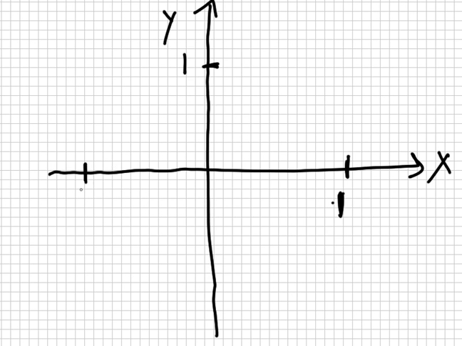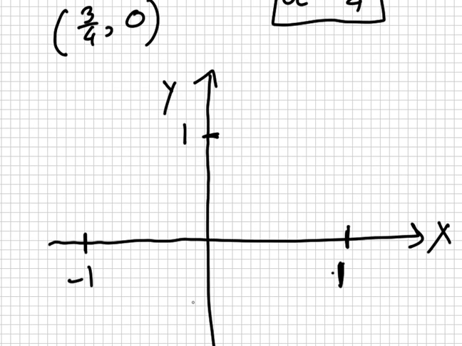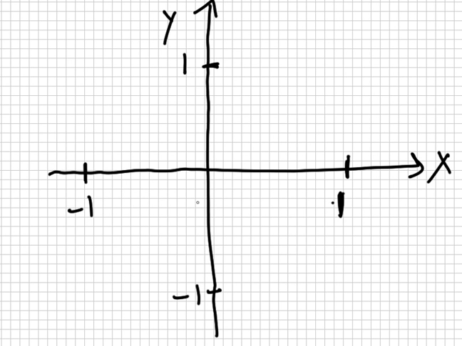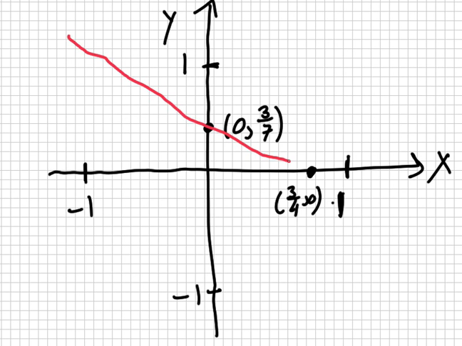Now my first one was 0 and 3 over 7, so come out 0 and go up 3 over 7. That would be about there. And then my second one was 3 over 4 and 0, so go out 3 over 4, which would be there, and then up 0. So these 2 points are on the line. It's where the line crosses the x and y axis. So just a straight line through it, and that's the answer there.